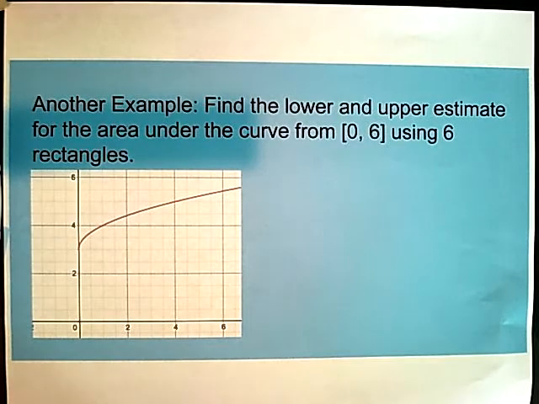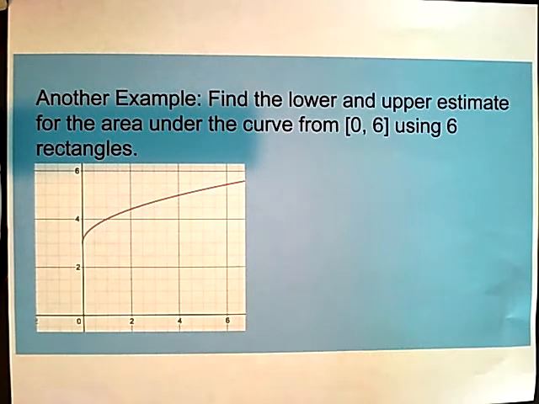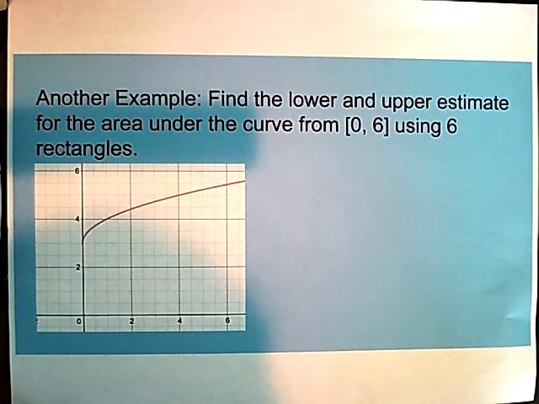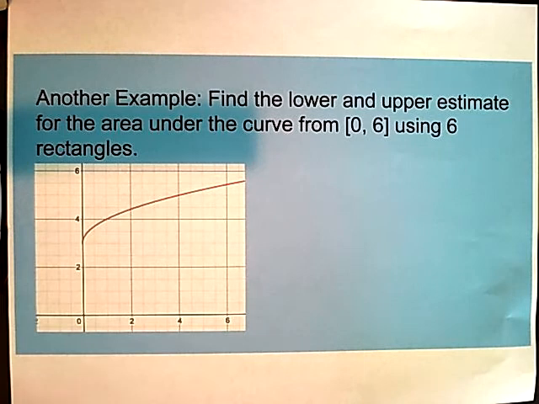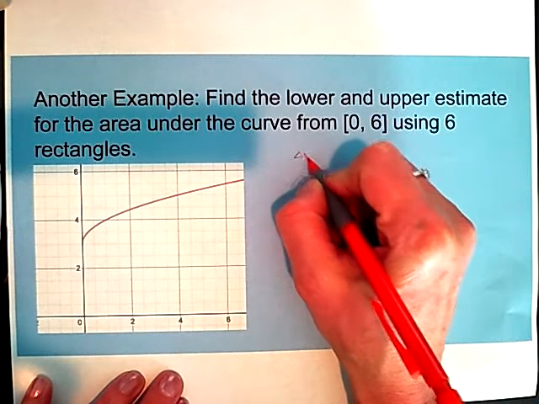So for our next example, you can see that I'm giving you the graph of the function, but I actually haven't told you what that function is. So for this one, we're not going to be as precise as just a closer estimate using that curve. So the direction says find the lower and upper estimate for the area under the curve from 0 to 6 using 6 rectangles. So again, I need to calculate what that delta x is going to be.